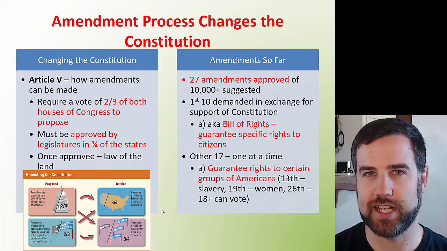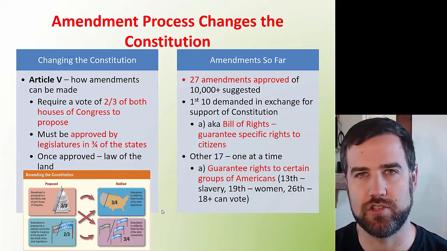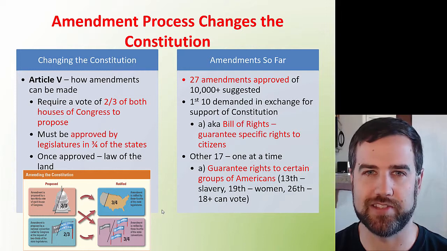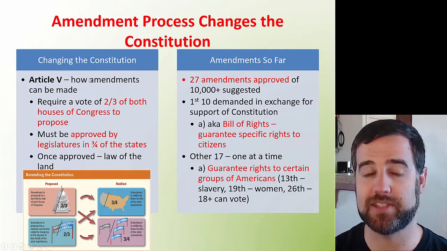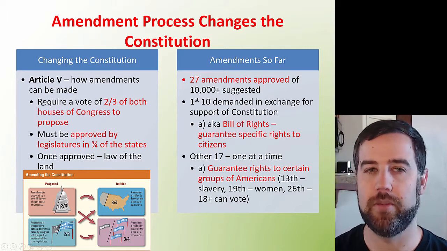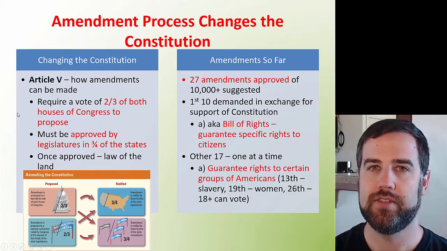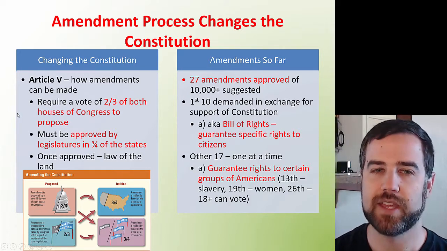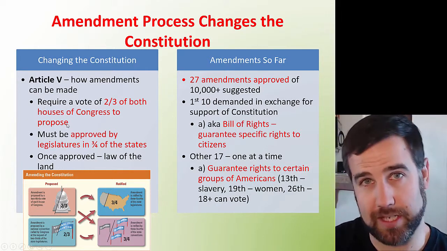And then finally, let's take a look at our last objective: how do we make actual changes to the Constitution? And that's through the amendment process. So in Article 5 of the Constitution, it says how amendments can be made. An amendment just means a change to something. So to amend or change the Constitution, it requires a vote of 2/3 of both the House of Representatives and the Senate. Once that is approved, that's a proposal. That doesn't mean it's approved yet.